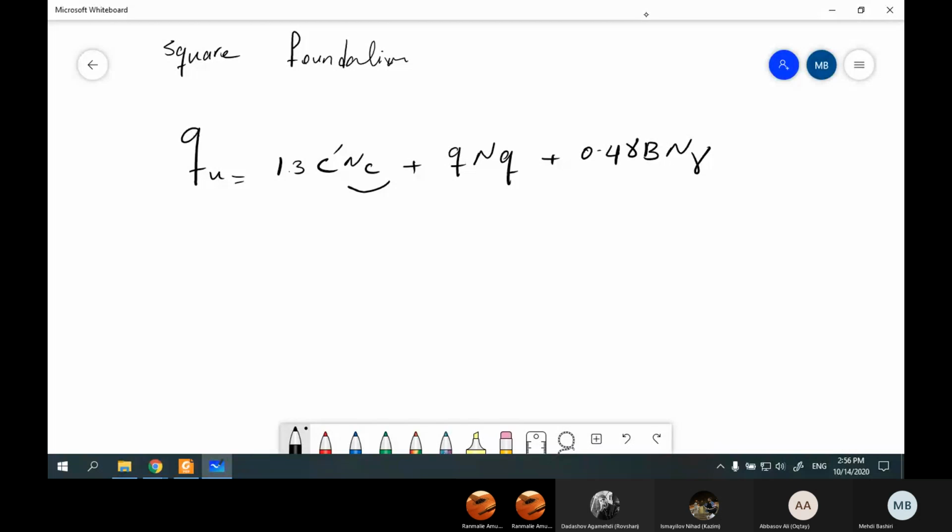I told you that we have two ways of obtaining Nc, Nq, and N gamma. One of them is using their formulations, and the other one is using tables. It's obvious that using tables is much easier than calculating them on our own. So this is the general formulation.